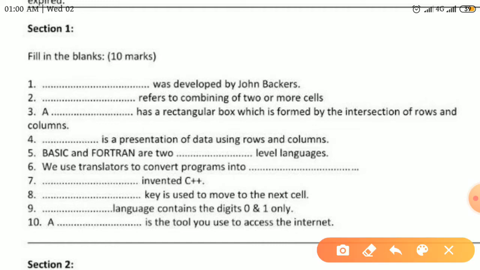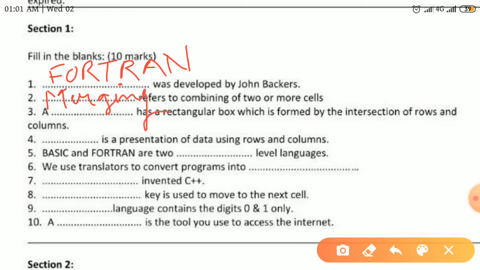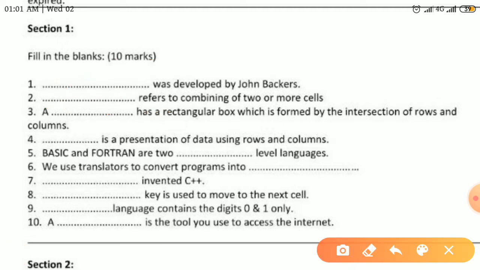Dash was developed by John Backus. The answer that you had to write is Fortran. Okay, this is the answer for the first one, Fortran. Second one, dash refers to combining of two or more cells. This answer is very easy. The answer is merging. M-E-R-G-I-N-G, merging.